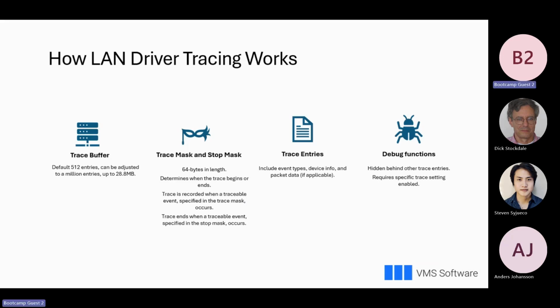And because the trace buffer can fill up very quickly, there are two ways to manage it. First, you can use the stop mask to stop tracing, or you can set up a system flag, which allows you to stop tracing after a certain kind of error or performance issues.